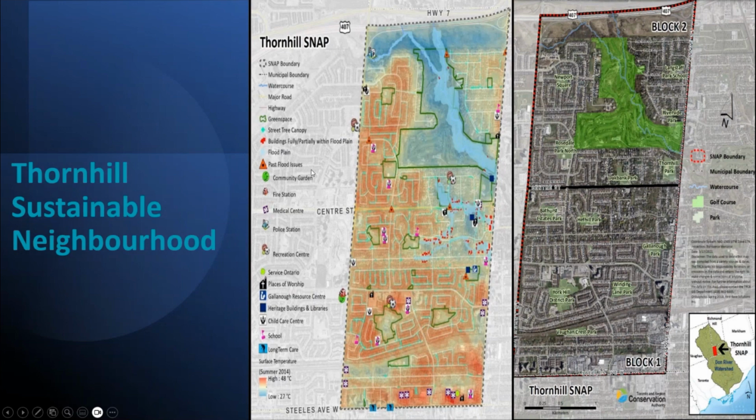We also on this map have outlined buildings that are either fully or partially within the floodplain, the actual floodplain itself shown in this light blue area, and then within the watercourse. And you can actually see past flood issues that have happened to businesses or on municipally owned roadways, as well as residential neighborhoods, shown in these orange triangles with a black circle in the middle.